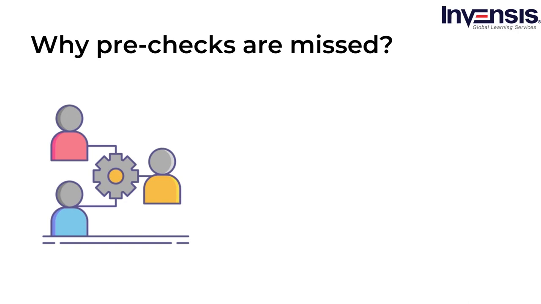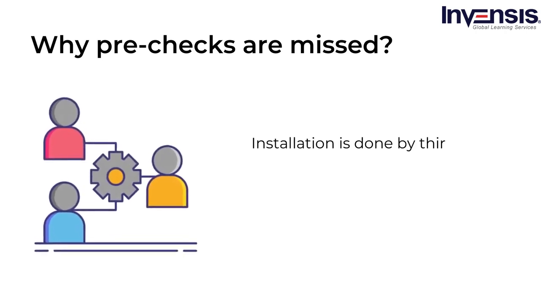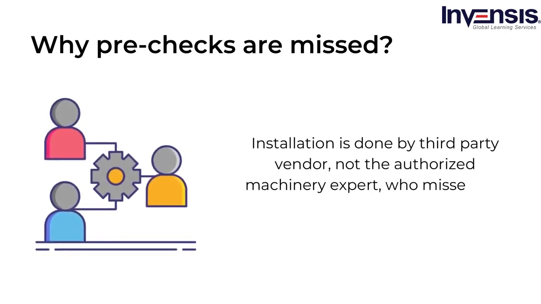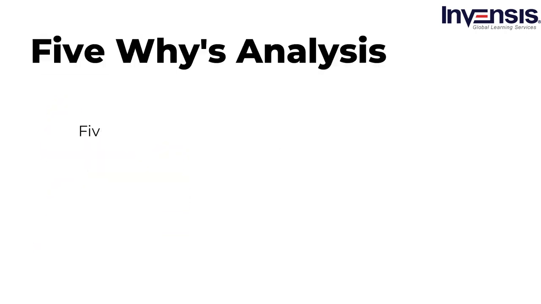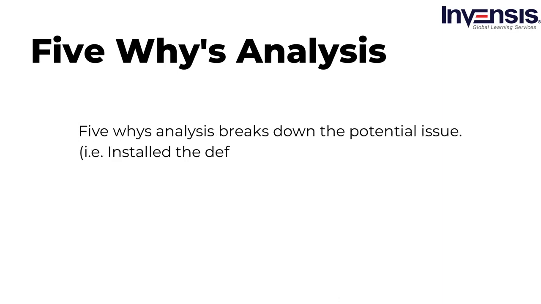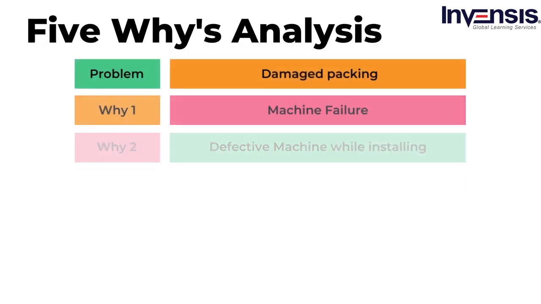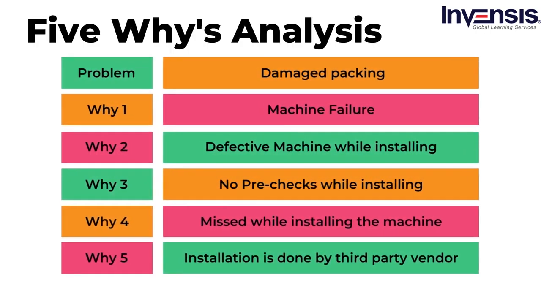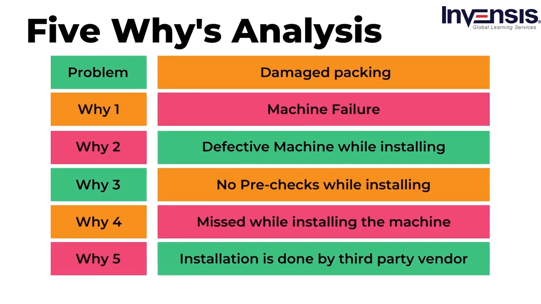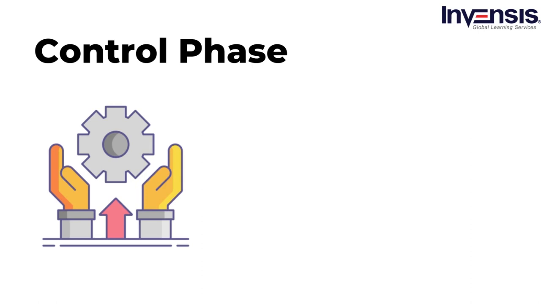There comes the final question in the 5 whys analysis. The answer to this is, installation was done by a third-party vendor, not the authorized machinery expert. Thus, this 5 whys analysis breaks down the potential issue, which is installing the defective packing machine by third-party vendors. Now, after changing the machine, the issue of packing is resolved, and to control this improvement, we will now see the control plans.